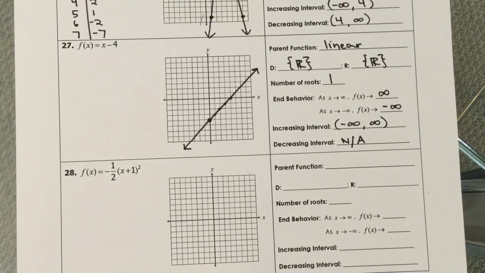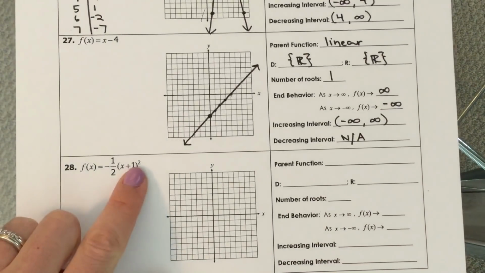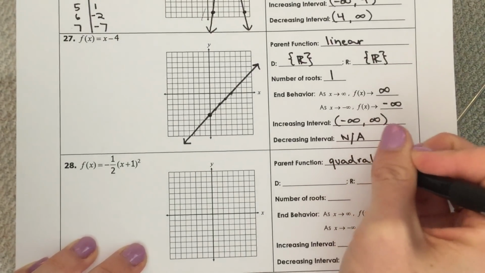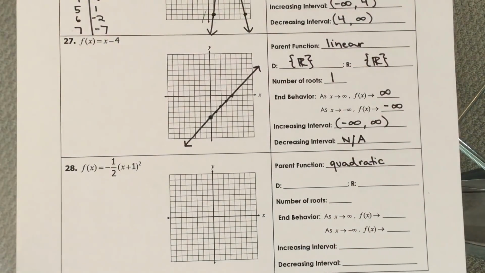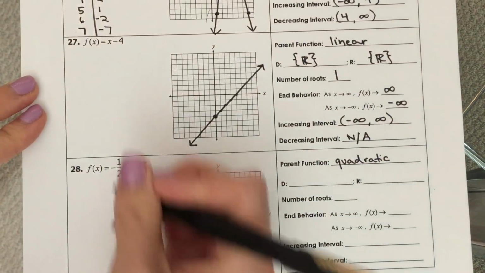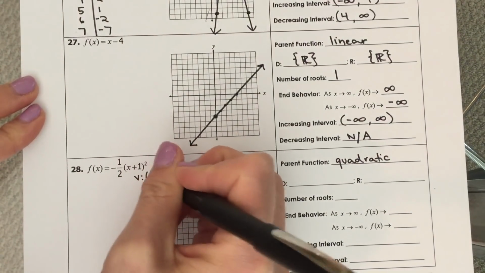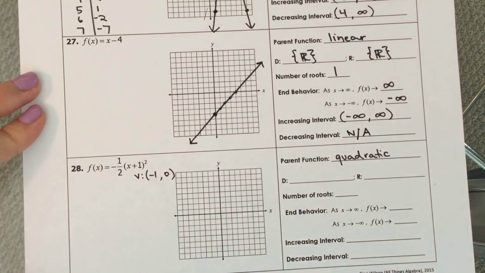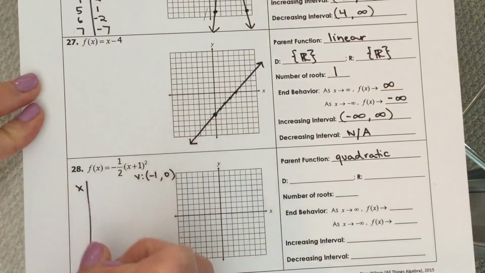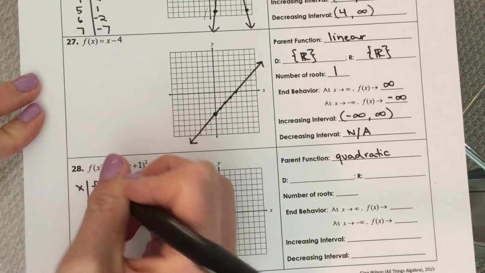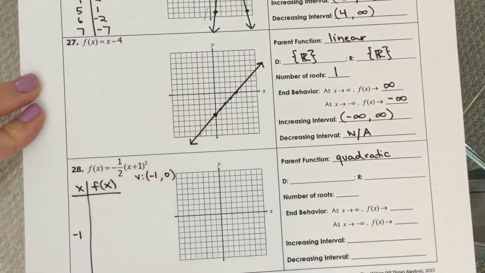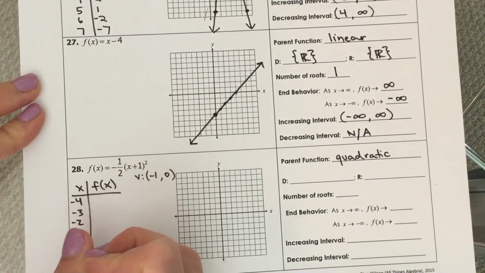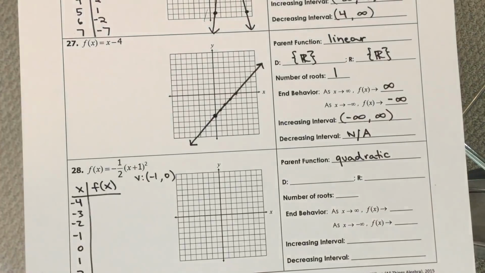All right, last one here is number 28. We see a squared right there, so that makes it a quadratic. And then we can set up the vertex and our little table. So the vertex is -1 for the x-coordinate and 0 since there's nothing added or subtracted there. And one last table we will make for this one. So the -1 goes in the middle, and we go down 3 values and up 3 values, like that.